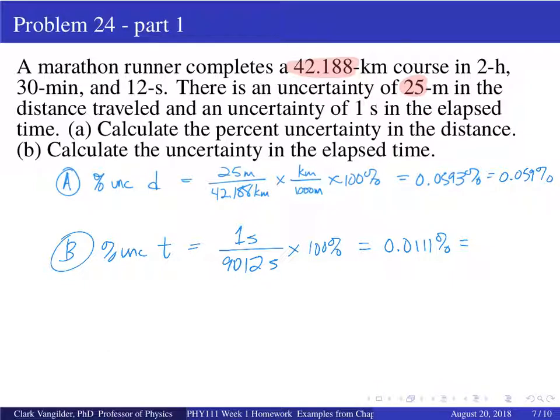1 second is our significant digit. And so we would have to write 0.01% as the uncertainty in time. Okay. However, this is where it gets a little challenging because if you think about it, is it possible to measure exactly 1 second? You're lucky if your stopwatch stops at 1 second.